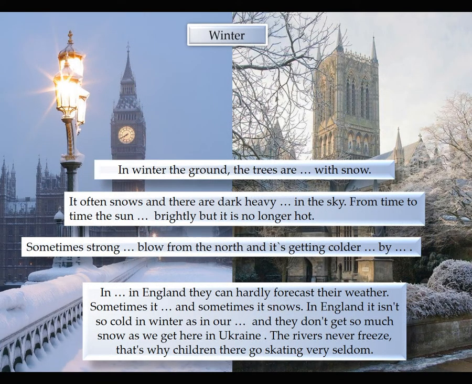Winter. In winter, the ground and the trees are covered with snow. It often snows and dark heavy clouds hang in the sky. From time to time, the sun shines brightly, but it's no longer hot. Sometimes strong winds blow from the north and it's getting colder by the day. In England, they can hardly forecast their weather. Sometimes it snows.